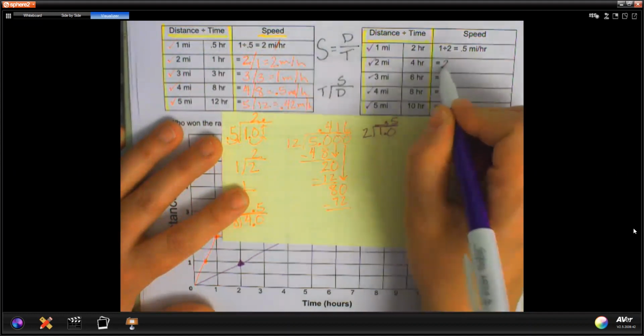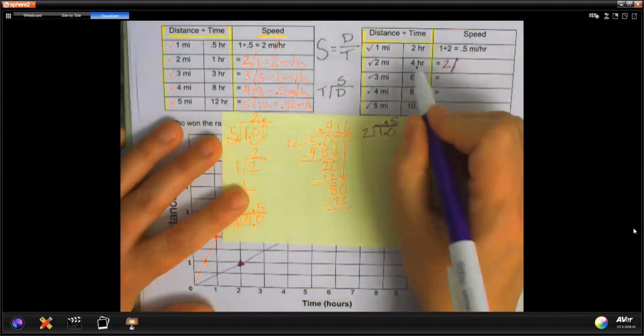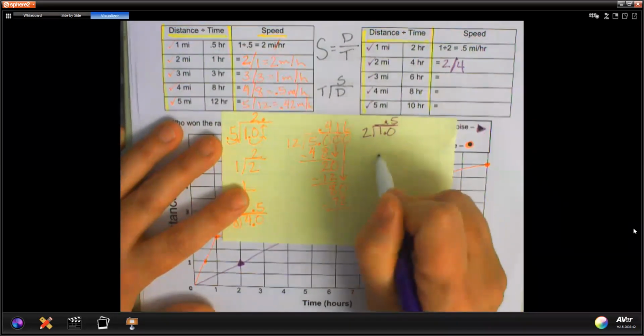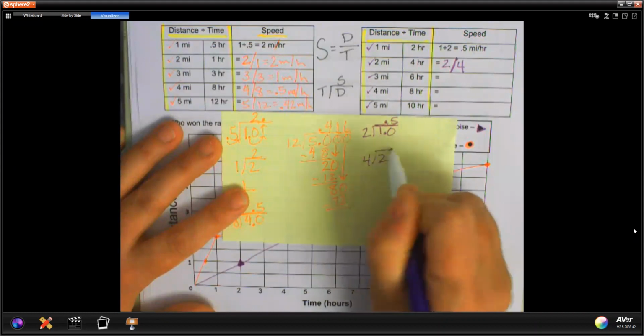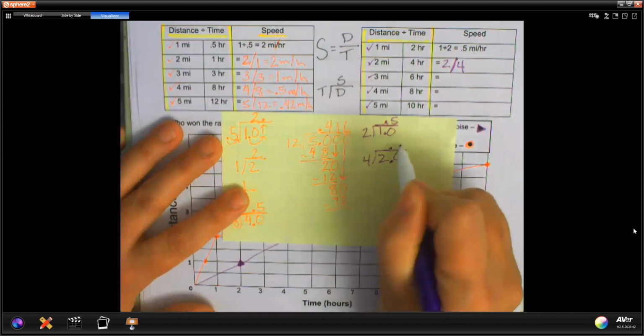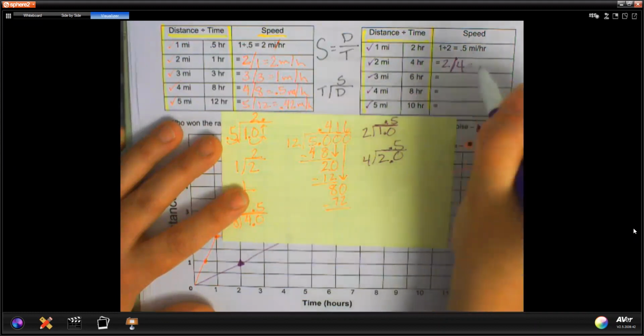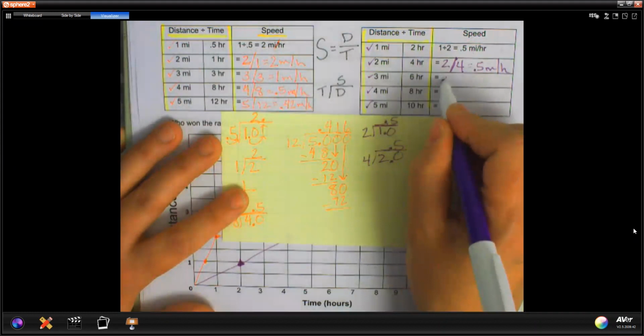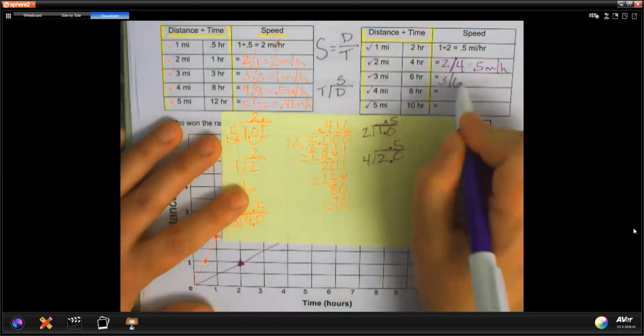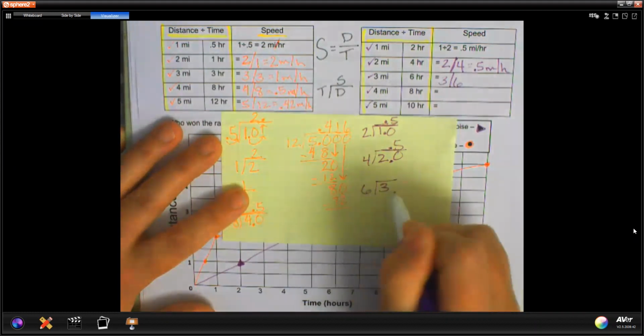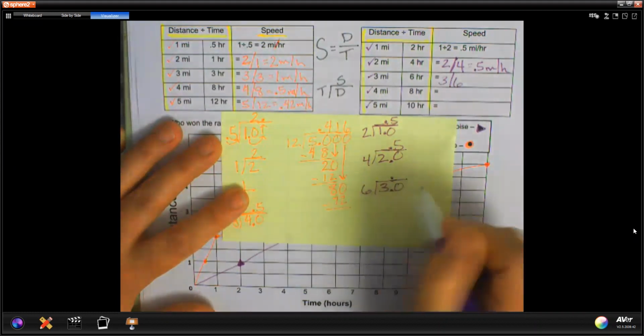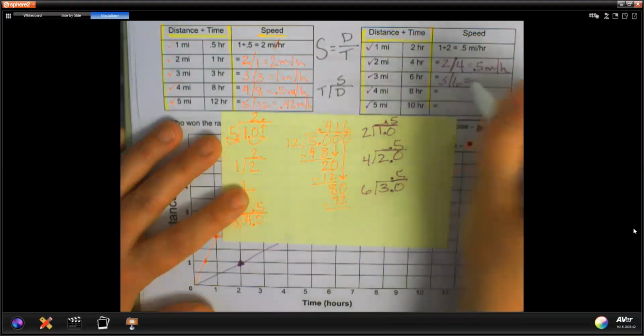Okay, so our next one, we're going to do the distance of 2 miles divided by the time of 4 hours. 2 divided by 4, you have to add a decimal. Then we can add a 0. And now when we divide, we get 0.5 miles per hour. Then we're going to do our next one. Distance of 3 miles divided by time of 6 hours. Once again, we have to add a decimal. So now when we divide, you're once again getting the same answer of 0.5 miles per hour.